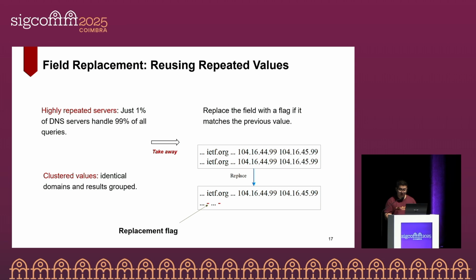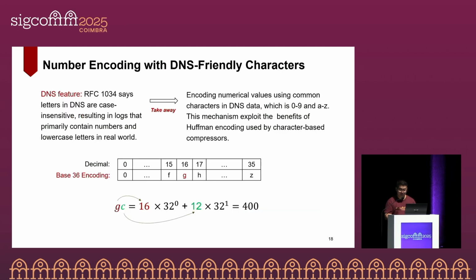We also use a technique called field replacement. It's designed for the DNS system, where certain values, like service addresses, show up again and again. That's especially common within the same DNS zone, where queries often hit the same servers. To avoid repeating these values, we compare each field with the one from the previous line. If they are the same, we just replace it with a simple marker, like a dash. This small change can significantly reduce the file size without losing any information.